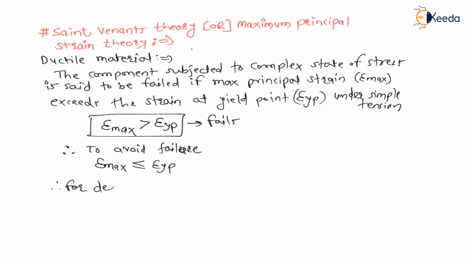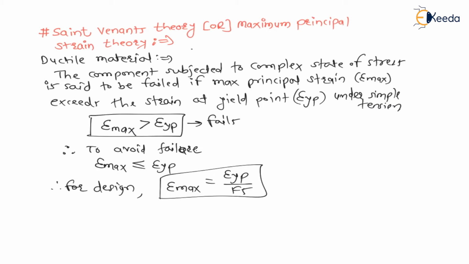Therefore, for design, considering a suitable factor of safety, this maximum normal strain must be equal to the strain at the yield point divided by some factor of safety. This is how we have to design the ductile material.